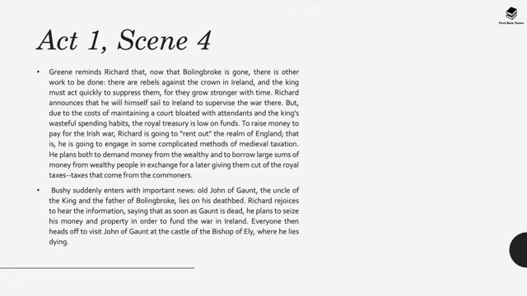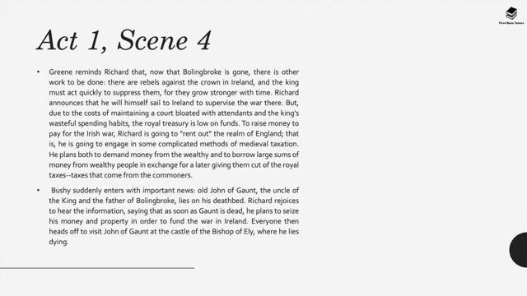But due to the cost of maintaining a court bloated with attendants and the king's wasteful spending habits, the royal treasury is low on funds. To raise money to pay for the Irish war, Richard is going to rent out the realm of England. That is, he is going to engage in some complicated methods of medieval taxation. He plans both to demand money from the wealthy and to borrow large sums of money from the wealthy people in exchange for later giving them a cut of the royal taxes that come from the commoners.